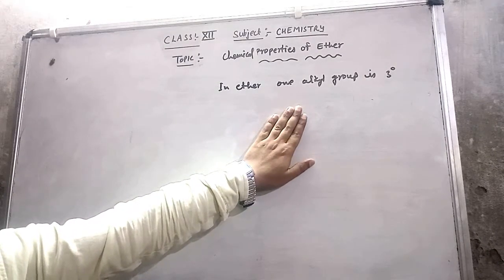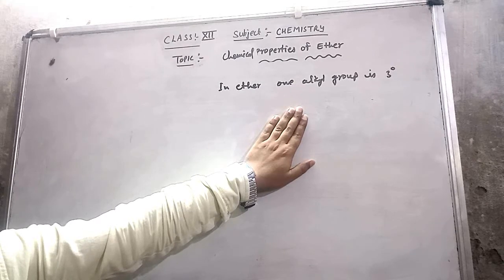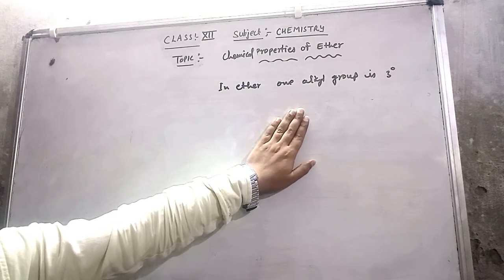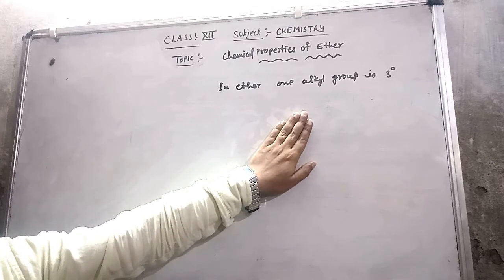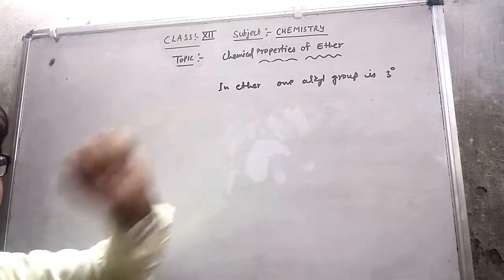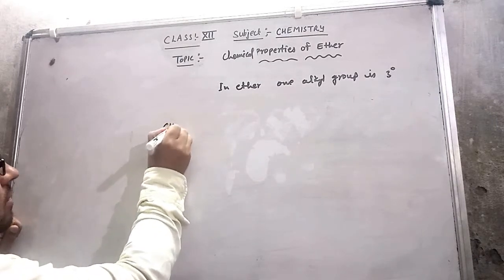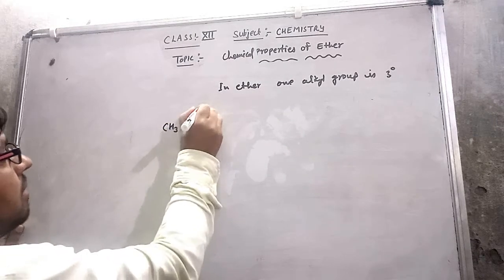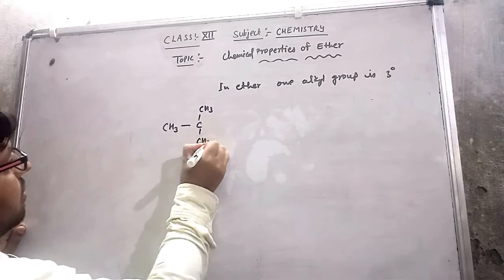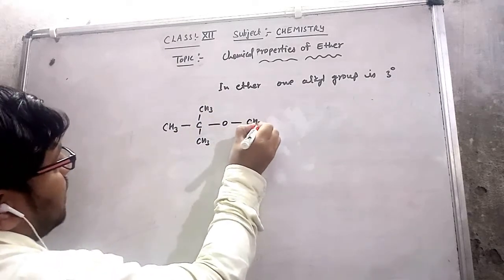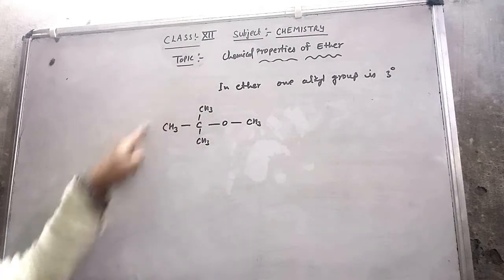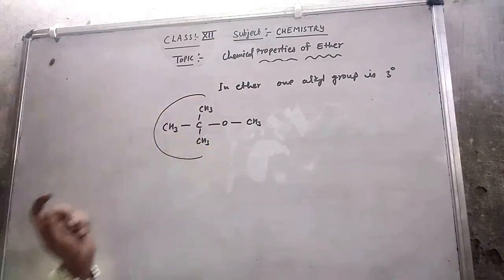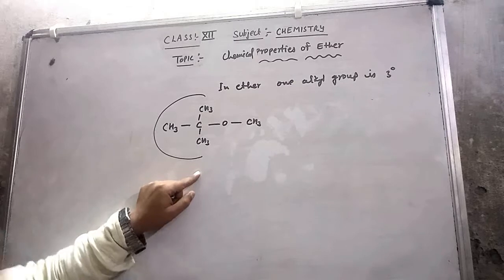Whenever one alkyl group is tertiary, the cleavage of the carbon-oxygen bond in the ether will take place from the tertiary side, because that will be an SN1 reaction, and we know that during an SN1 reaction the tertiary carbocation is more stable. Suppose I have an ether, (CH3)3C-O-CH3. Here you can see one side is tertiary. So how will it react with HI?